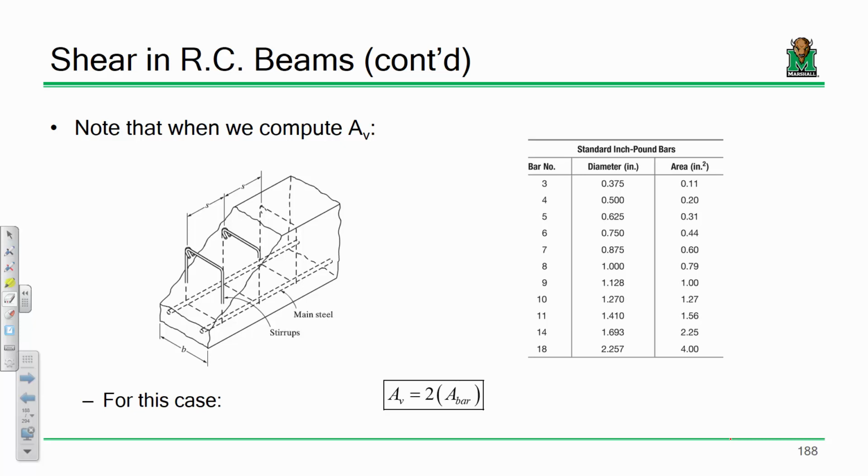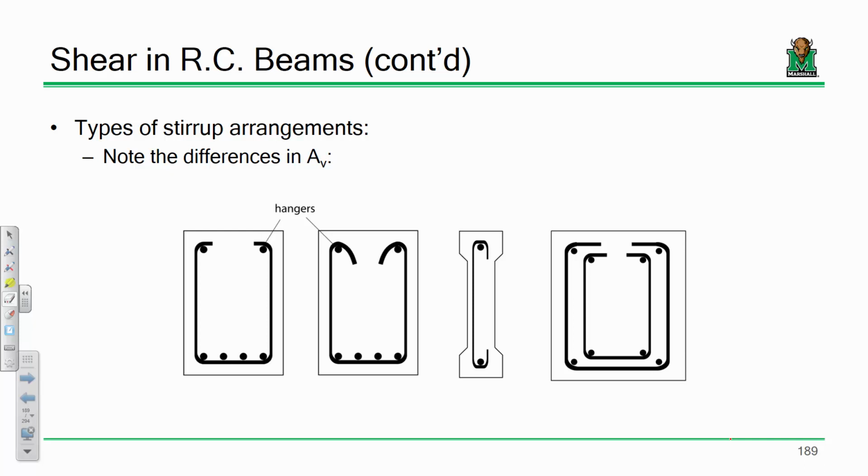Here's another way of looking at it. What if I start throwing out some really weird cases? These two cases are sort of what I have right here. The area in shear would be 2 times the area of a bar. This one, I only have 1 bar across the crack, so Av would be 1 times the area of a bar. What about this one? 4. So when you use your Av term, make sure you're using the right value. Does that make sense? Okay.